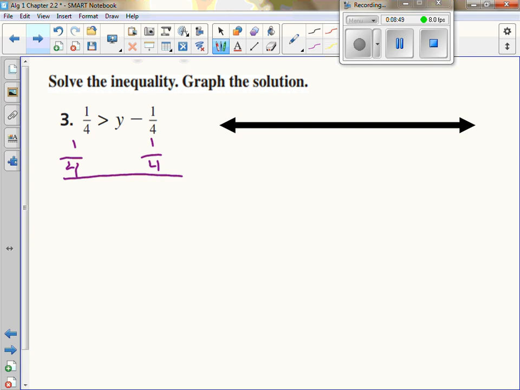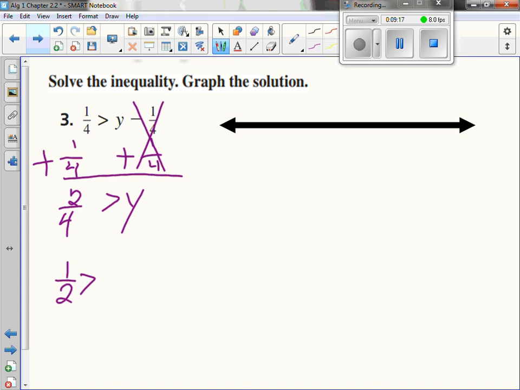Because it's negative, the opposite of subtraction is addition. We would add, because negative 1/4 plus 1/4 is 0, yes? These will cancel. 1/4 plus 1/4 is, well, 2/4, which is 1/2. Because again, since I had y minus 1/4, I add 1/4 to it, because negative 1/4 plus 1/4 gives me 0.